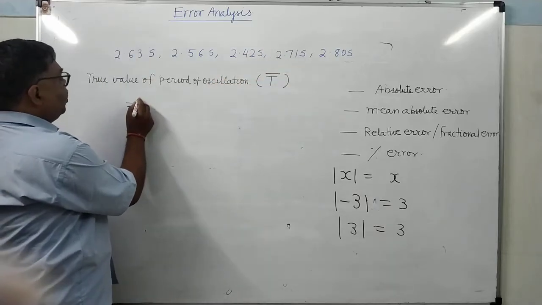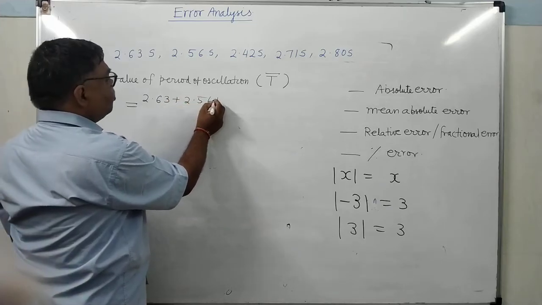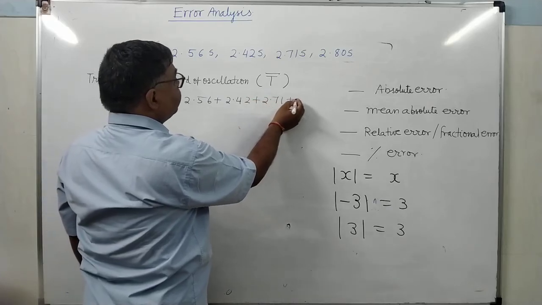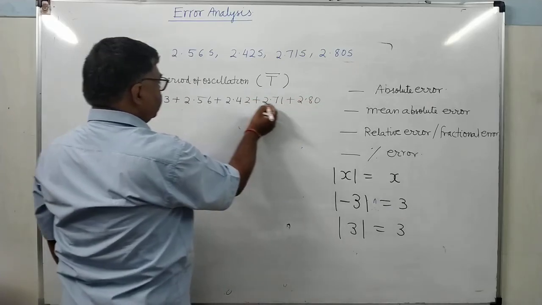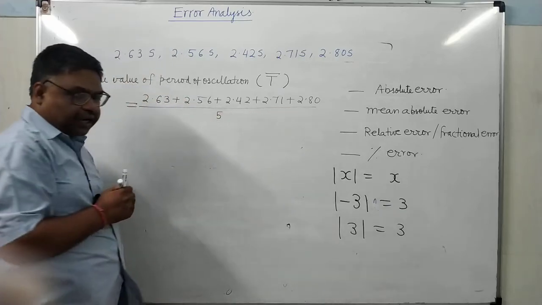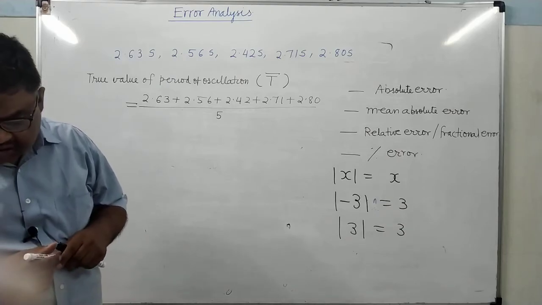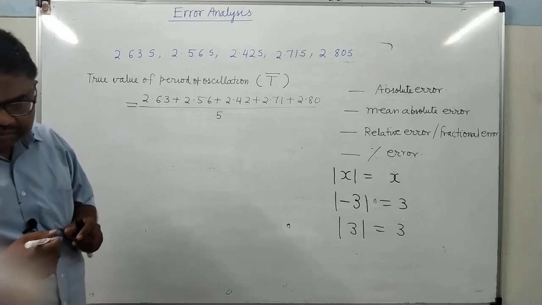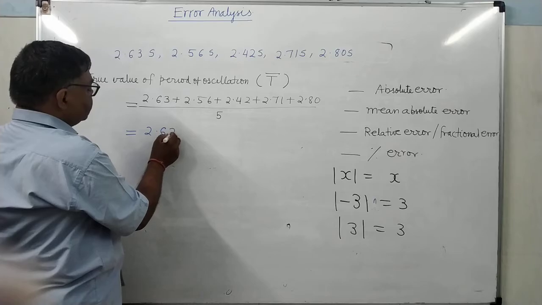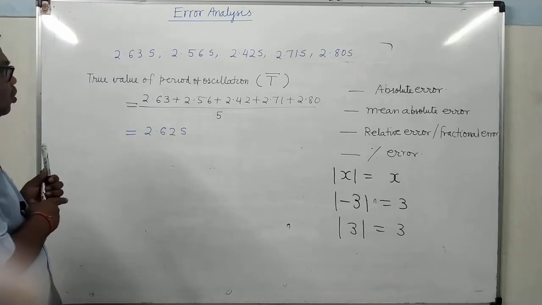When you calculate it, 2.63 plus 2.56 plus 2.42 plus 2.71 plus 2.80. How many observations are there? 5, divided by 5. We will not do the calculation. I am saying the answer from here. It comes out 2.62 second. It's clear.